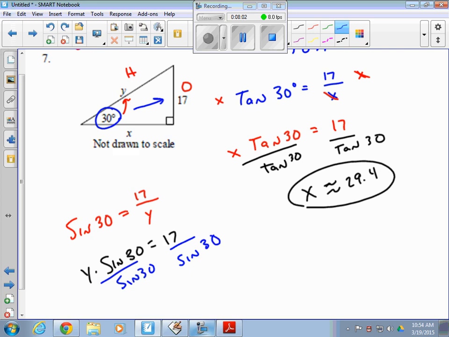So do the same thing. 17 divided by the sine of 30, and you get y's value as 34. So those are your 2 sides for x and y, 29.4 and 34, respectively.